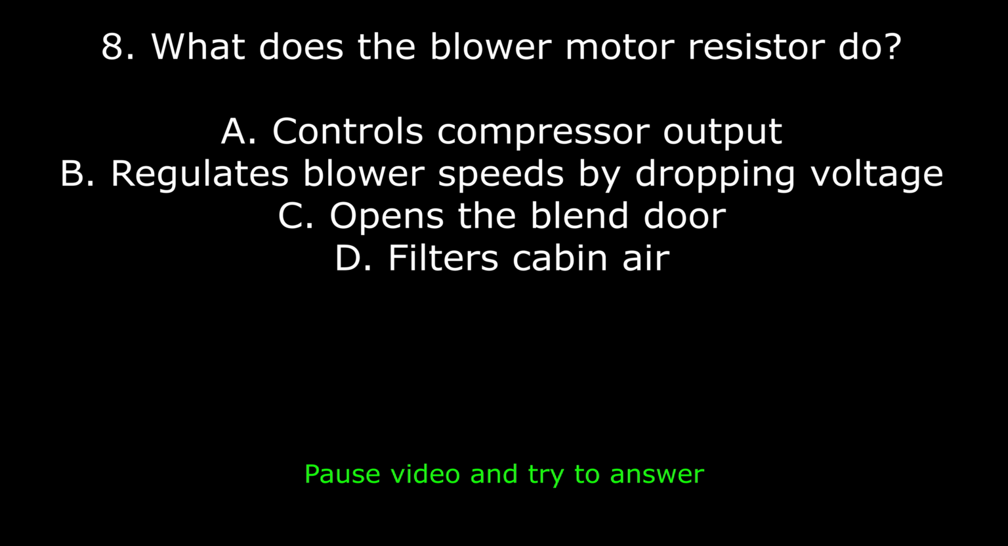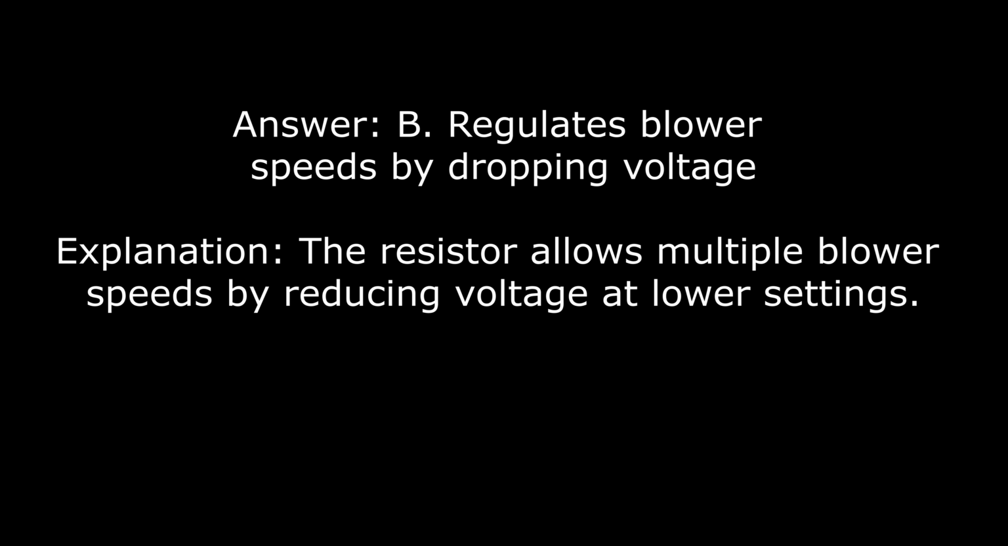8. What is the function of the blower motor resistor? A. Controls compressor output. B. Regulates blower speeds by dropping voltage. C. Opens the blend door. Or D. Filters cabin air. Answer: B. Regulates blower speeds by dropping voltage. Explanation: the resistor allows multiple blower speeds by reducing voltage at lower settings.